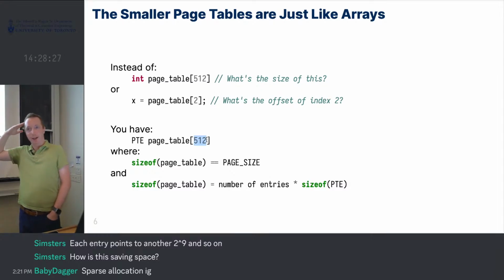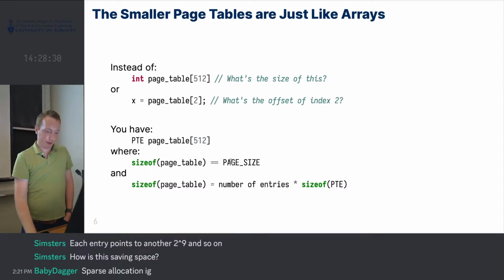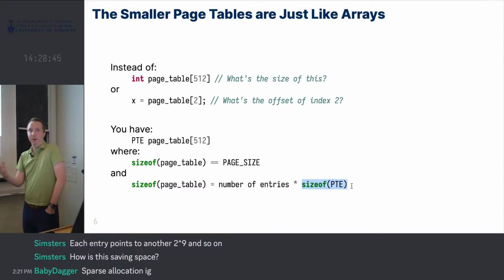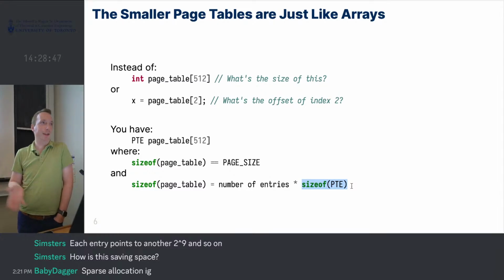Everything makes sense, right? So you should also double check these numbers. Page size was 4,096, which is the size of the page table I got. And remember, size of the page table is just the number of entries times the size of the page table entry. So all these numbers should be consistent. If something doesn't jive, you have screwed up. There's lots of ways to double check your answer.